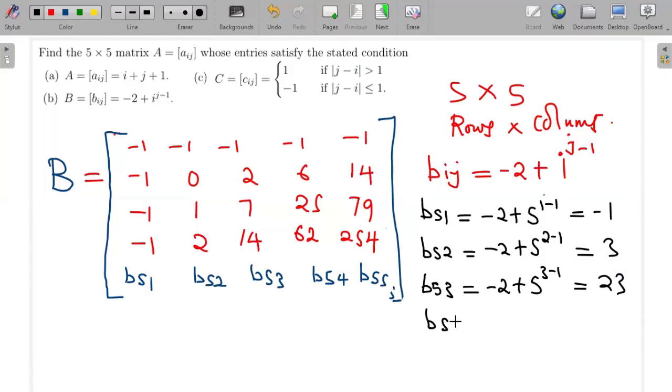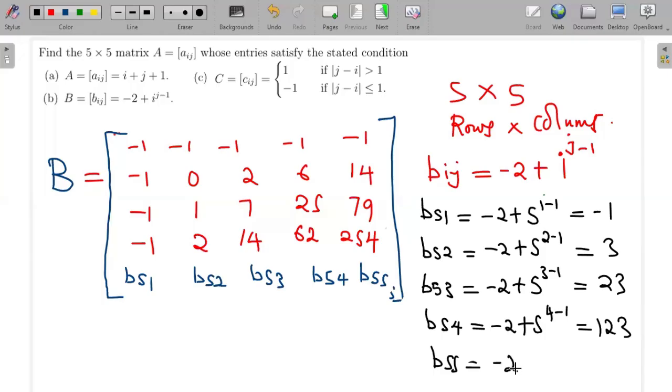Okay, B5,4 is going to be minus 2 plus 5^(4-1), which will be equal to. So in the power there, that is 3. So 5 to the power 3, and then minus 2. Okay, I get 123.